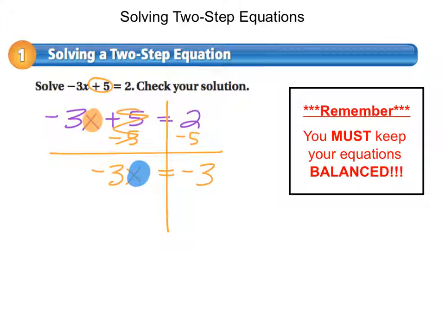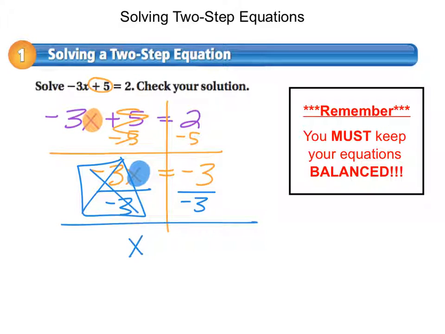If I'm still trying to get this x by itself, I have to undo that multiplication. So I divide by that whole thing outside. So I'm going to divide both sides by that negative 3, so that since these match, they cancel. Now I finally have my x equals, and negative 3 divided by negative 3 is positive 1. Let's check our work to make sure we did it correctly.